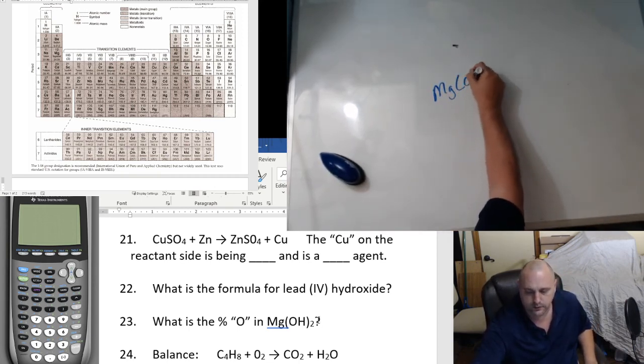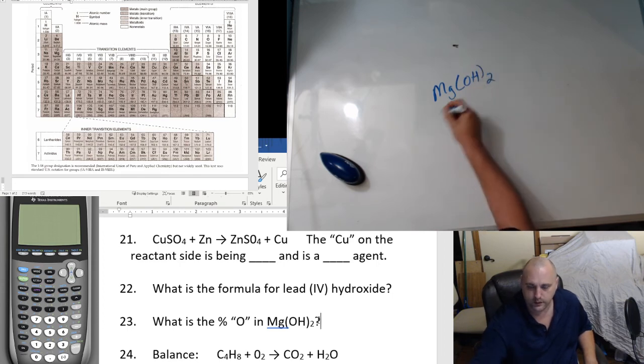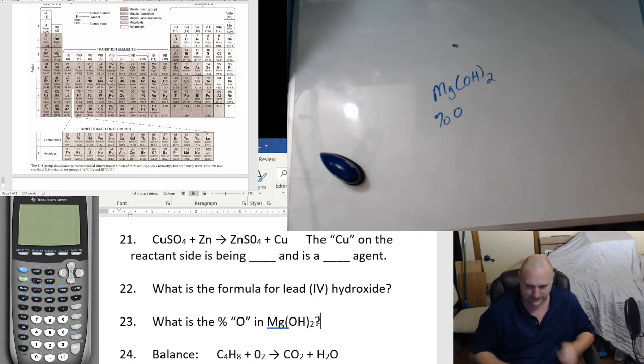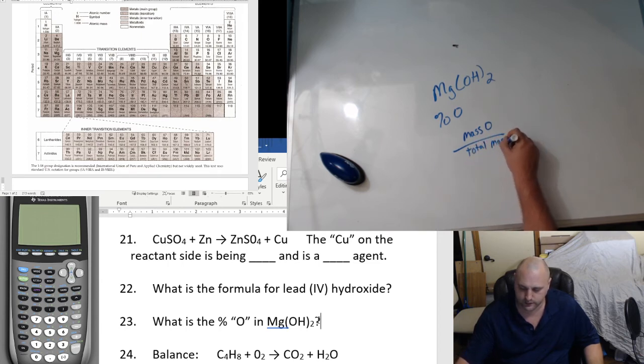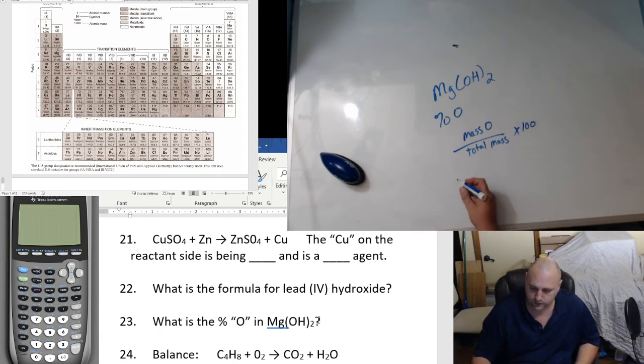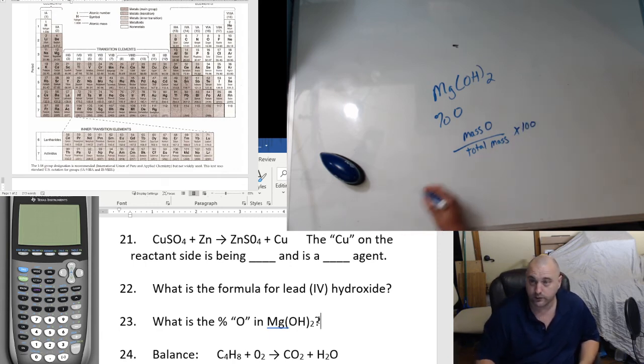G. And I want the percent oxygen. Right, we're going to have to figure out the mass. To get that, I'm going to take my mass of oxygen divided by the total mass and then times 100. So let's go ahead and find the total mass.